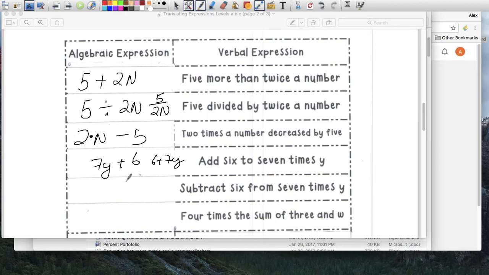Subtract 6 from 7 times y. So here's 7 times y, and I'm going to take 6 away from that. Okay, subtract from is a turnaround word.